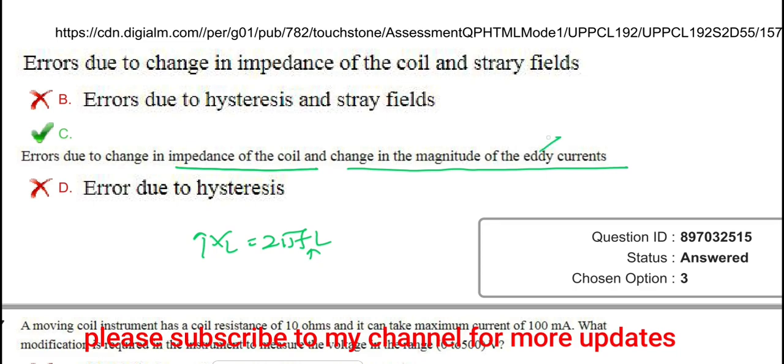Eddy currents are because of the rate of change of voltage. So the answer is errors due to change in impedance of the coil. So this is the right option. Next one.